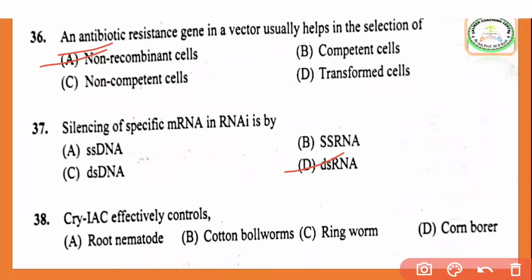Cry1Ac effectively controls root nematode, cotton bollworms, ringworm, corn borer. Question number 38. Cotton bollworms is the correct answer. It is option B, and it is there in the NCERT second PU textbook, page number 209. If you want to check, you can go for it. So let us discuss question number 39.